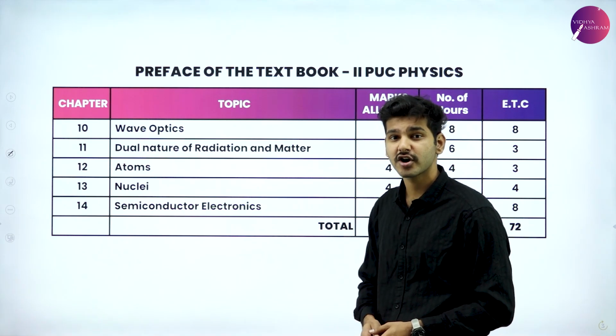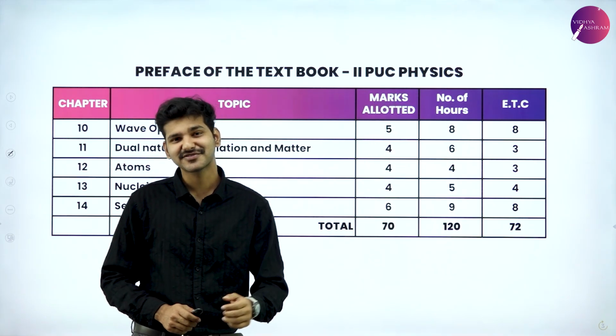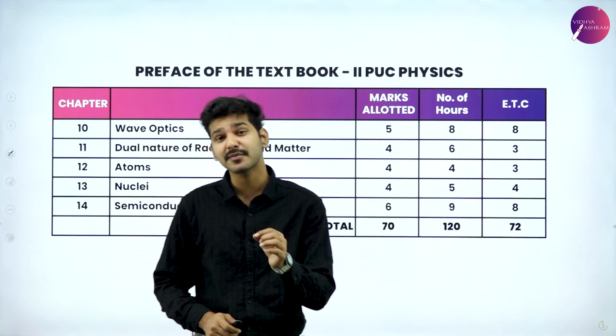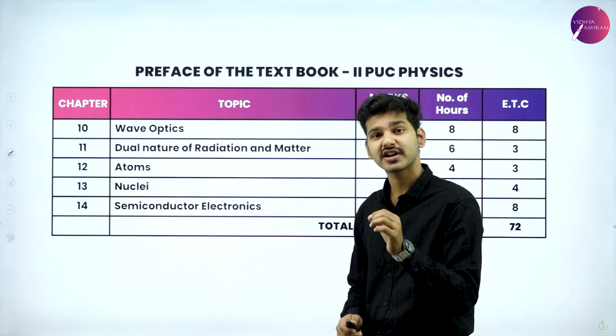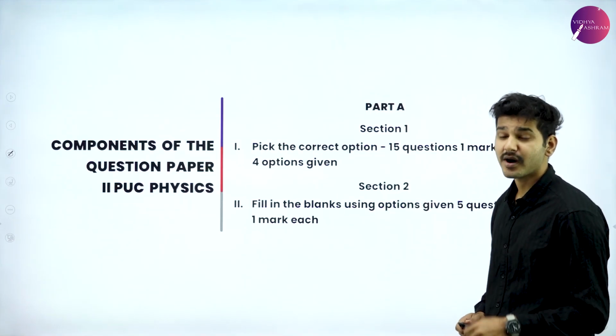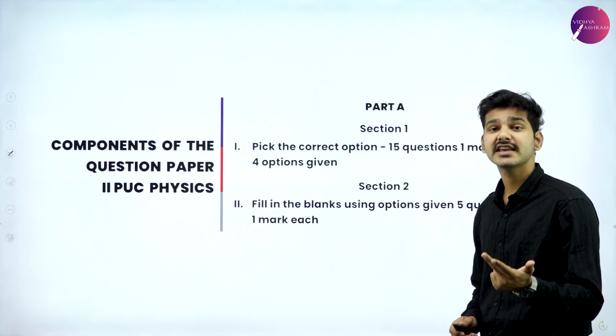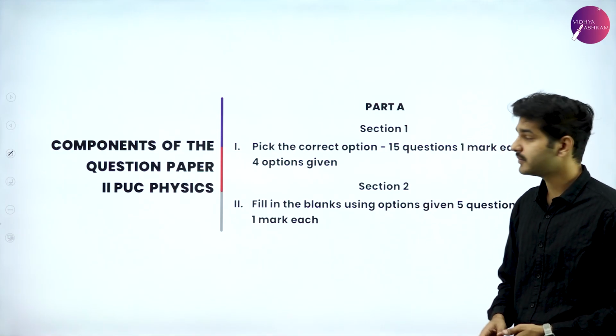And we'll be learning about atoms, nuclei, and semiconductor electronics. After this, we'll be discussing how the examination question paper pattern is going to be set and how you should attend each question. If you look here, you'll be having 4 parts: Part A, Part B, Part C, and Part D. In that, Part A, 2 sections will be provided.